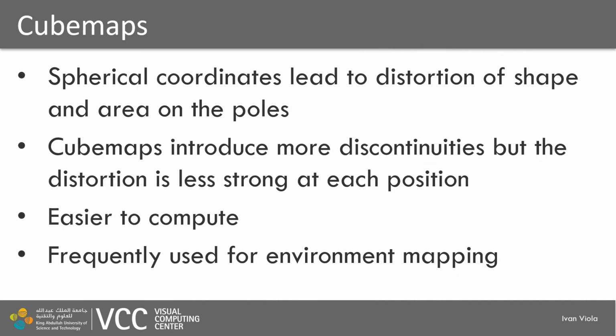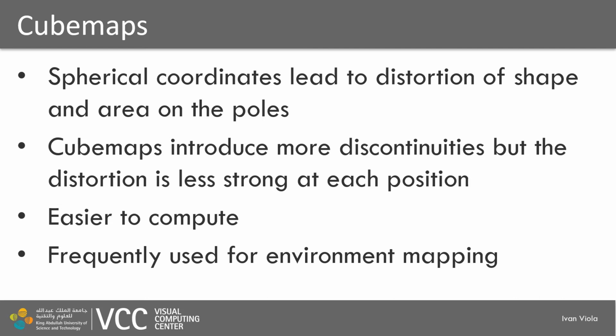Sometimes, instead of spherical projection, we can use another approach, which is called cube maps, which can be used for the texture parametrization function. Cube maps have the advantage over spherical projection that while they create more discontinuities, those discontinuities are not very significant, are not as drastic as the spherical mapping discontinuities on the poles.